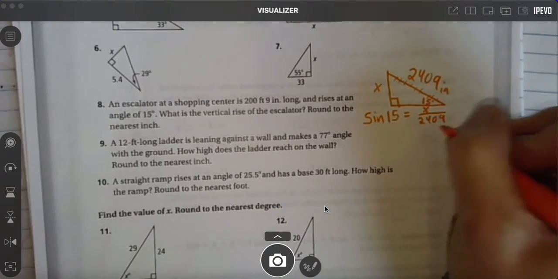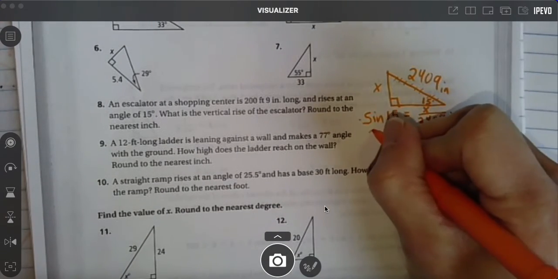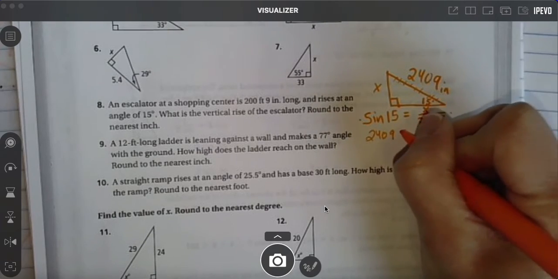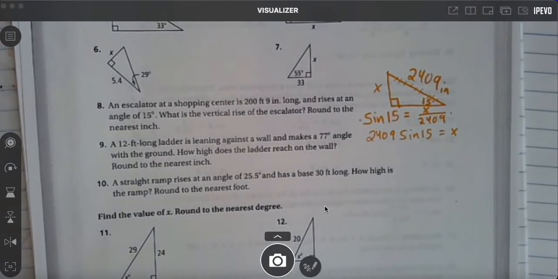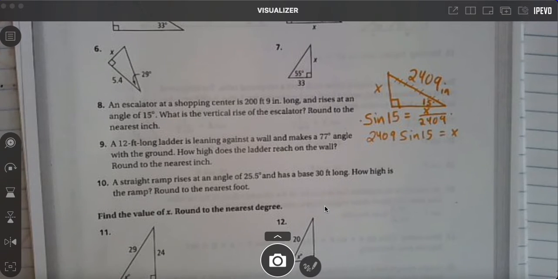I'll write out what you were supposed to multiply: 2,409 times the sine of 15. Nearest inch means 623. 623 is really what it would be, because of the nearest inch. And that would be your answer: 623 inches.